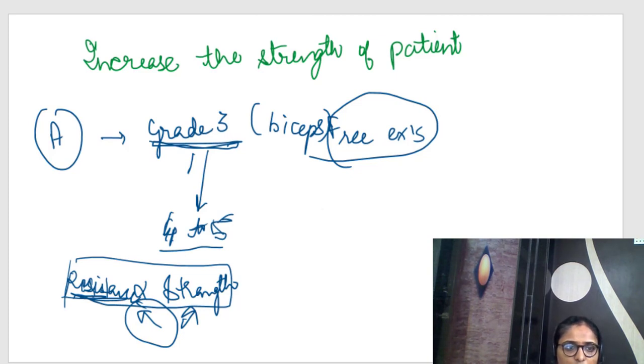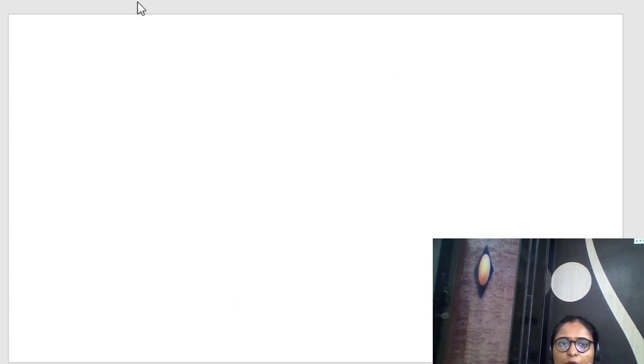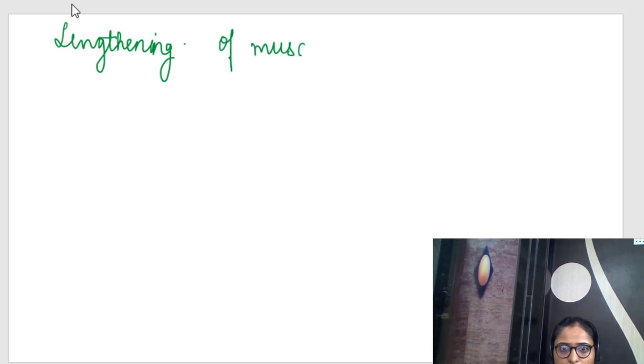Now let's proceed to the next thing. For example, I have to do the lengthening of the patient's muscle. Now for example, my biceps is stiff and I have to lengthen it. So to lengthen the muscle, I will contract the opposite muscle.